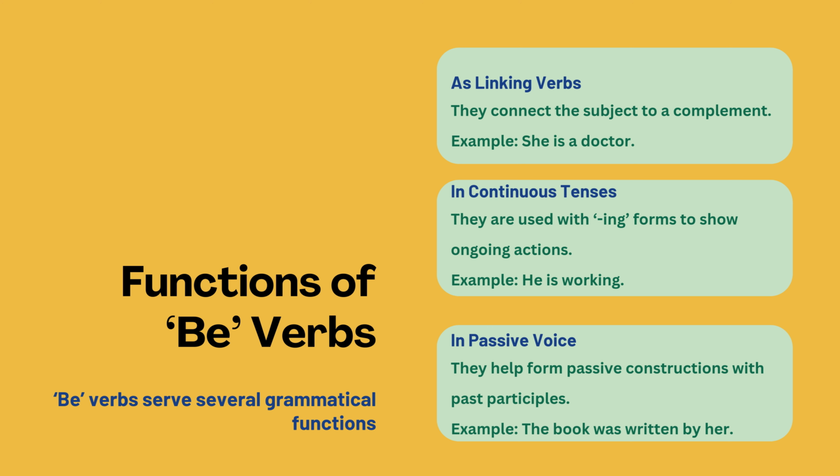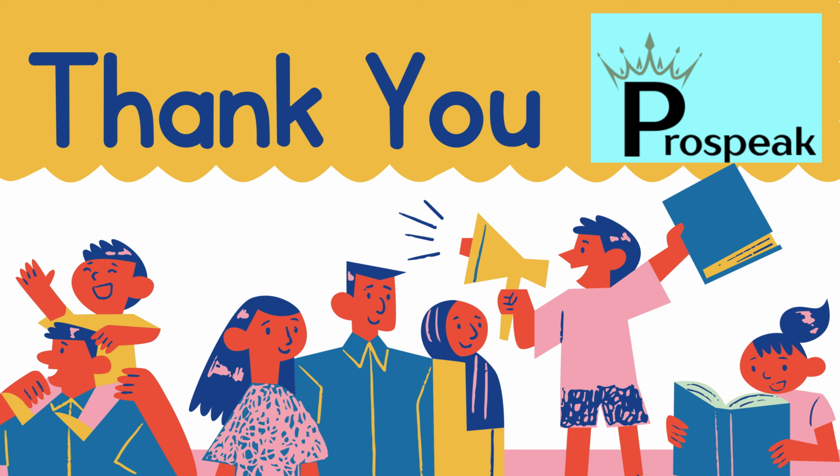As you can see, be verbs are versatile and play essential roles in linking subjects to complements, showing ongoing actions, and forming passive sentences. Understanding how be verbs function is vital, as they are used across all forms of speech, formal and informal, written and spoken. They are foundational in forming clear and correct sentences.